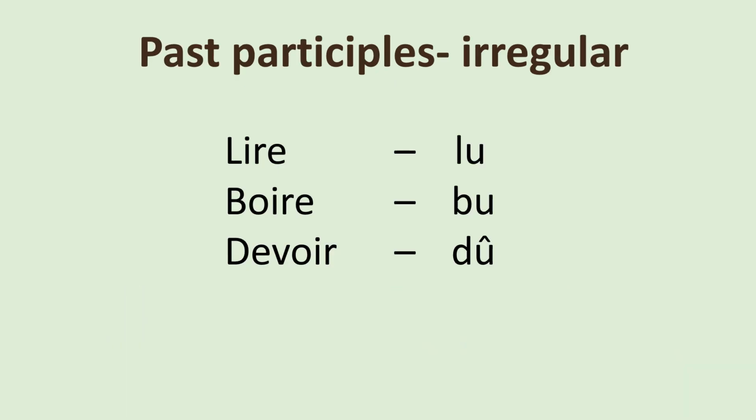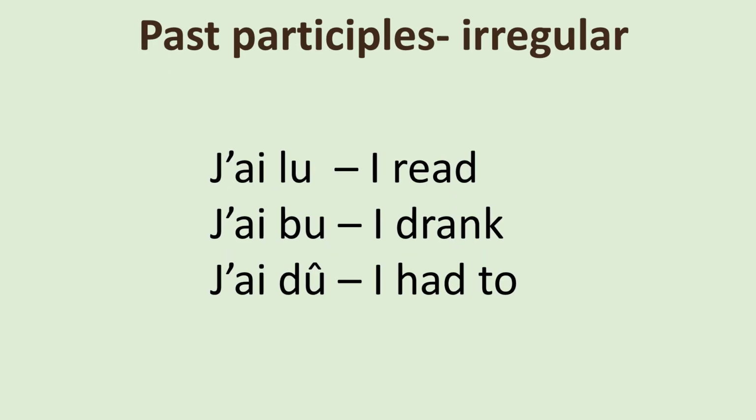See for yourself. Lire gives you lu. Boire gives you bu. Devoir gives you dû with a circumflex accent to make the difference from du, which means some. So this is what you should have written. J'ai lu for I read. J'ai bu for I drank. J'ai dû for I had to.